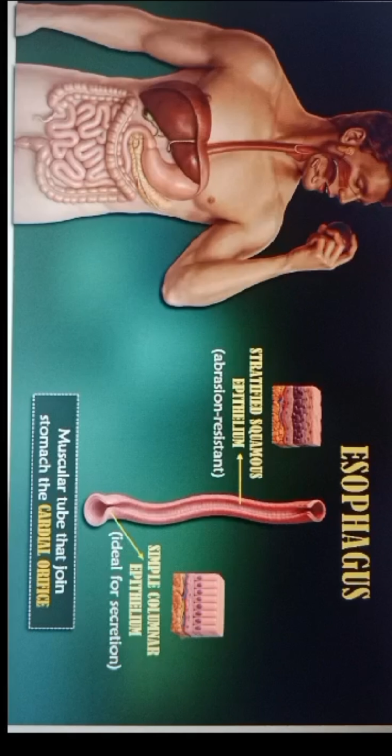So it moves a bolus of food from the mouth or throat to the stomach. Muscles in the esophageal wall, skeletal in the upper third and smooth in the lower two thirds, contract to propel food downward. The upper and lower esophageal sphincters open and close to manage food entry and prevent reflux. While swallowing is voluntary initially, the esophagus takes over involuntarily once food enters.